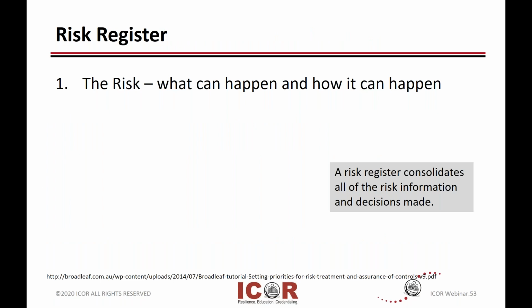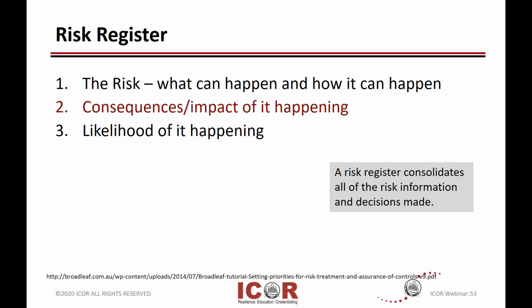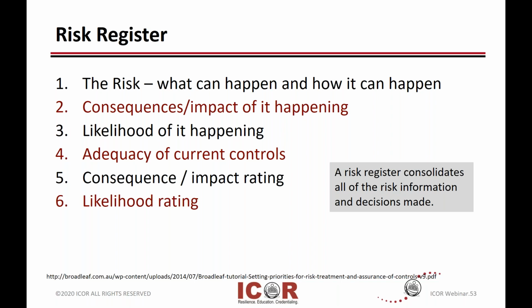So what you're looking at is what can happen and how can it happen? What are the consequences or impact of it happening? What's the likelihood? Again, what's our adequacy of current controls, our consequence or impact ratings, your likelihood rating, your level of risk, and your risk priority. And this is where your risk register takes that risk description and really consolidates all that information into one place, as well as what decisions have been made for mitigation. What is your risk management strategy for each particular risk?